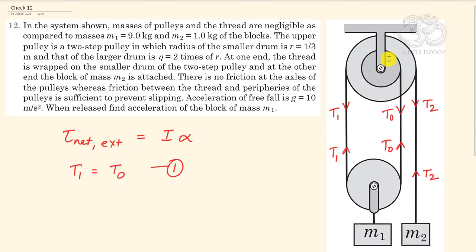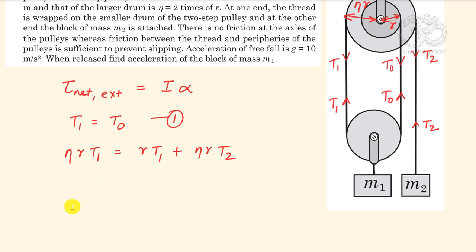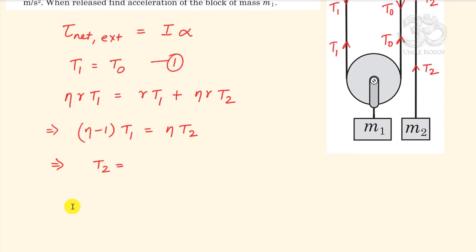Now the radius of the inner step is R, while that of the outer step is eta R. So the total anti-clockwise torque on this upper pulley is eta R into T1, and for the clockwise torque I will have to find the torque due to T0, which is equal to T1, and I will have to find out the torque due to T2. So the equation is eta R T1 is equal to R T1 plus eta R T2, and that will give you eta minus 1 times T1 is equal to eta T2, or you will get the value of T2 as eta minus 1 into T1 divided by eta. This is the relation between T1 and T2 that we have got here.